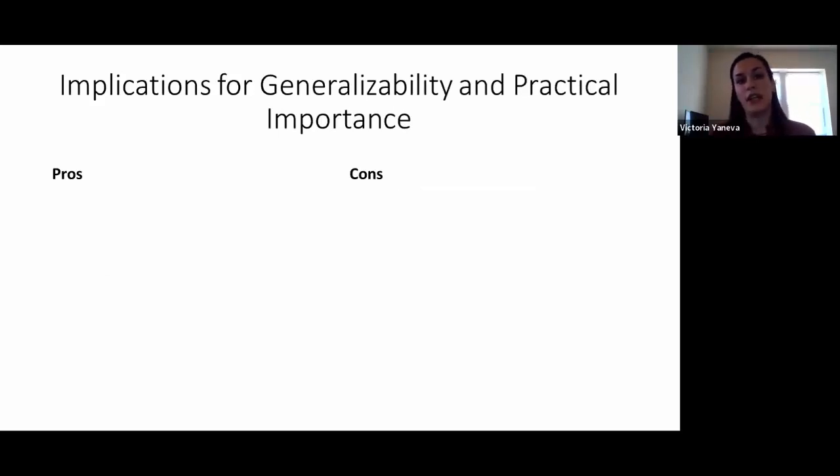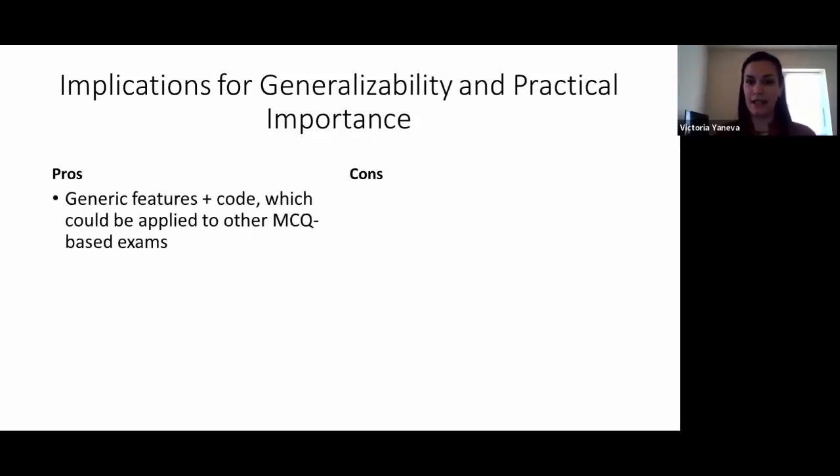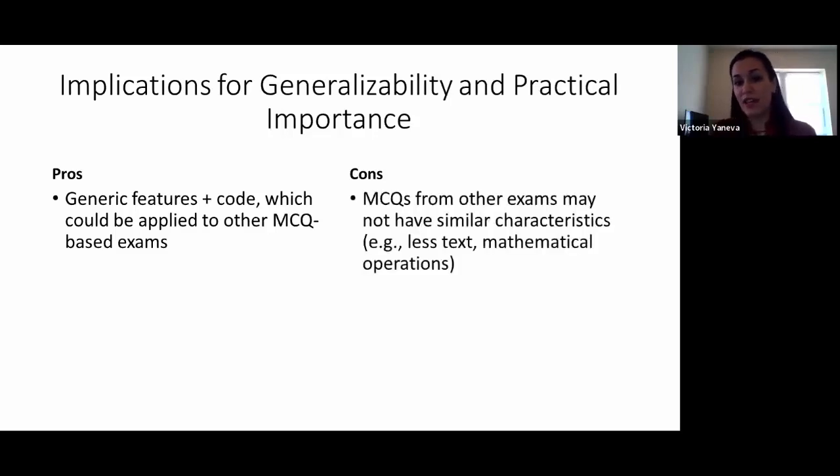And the final part would be what do these results mean in terms of implications for generalizability and practical importance. So on the positive side, these are mostly very generic features with the exception of a few features that relate to medical concepts. So this approach should be highly generalizable and could be applied to other MCQ-based exams. On the negative side, we still don't know if MCQs from other exams would have similar characteristics. For example, many MCQs have less text, or they could include mathematical operations. So it still remains an empirical question of how generalizable this approach is.